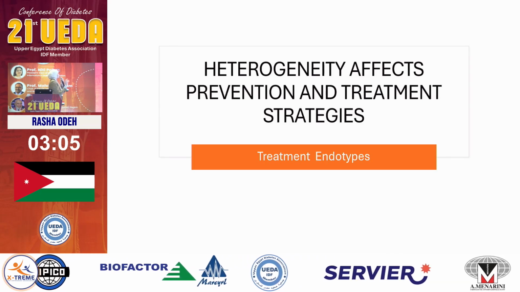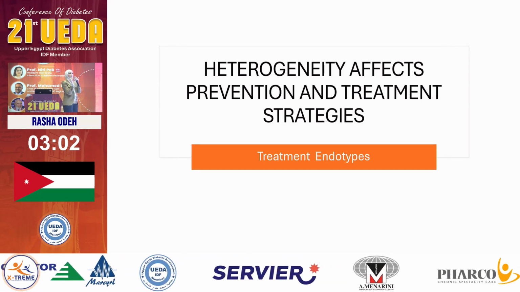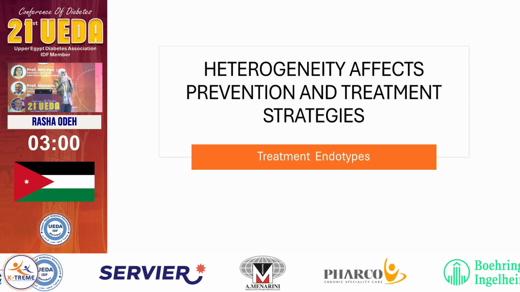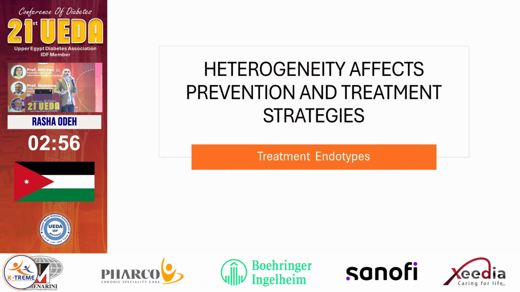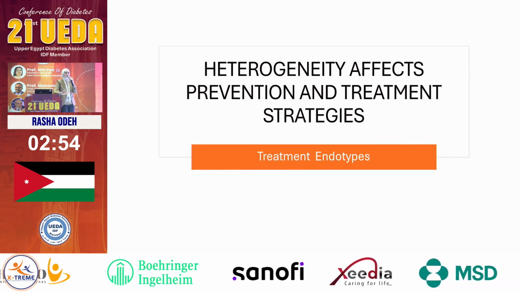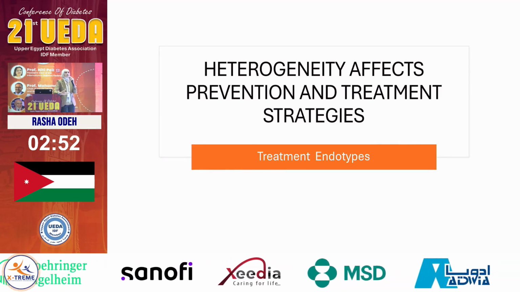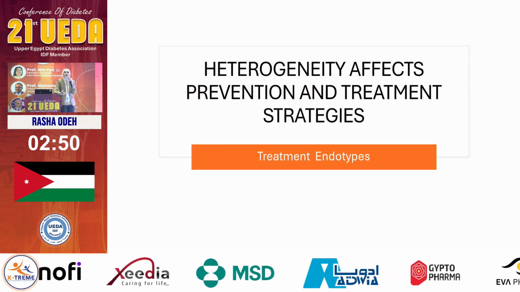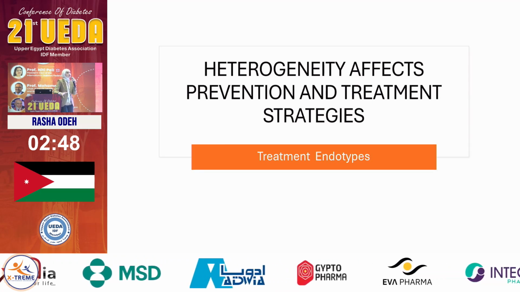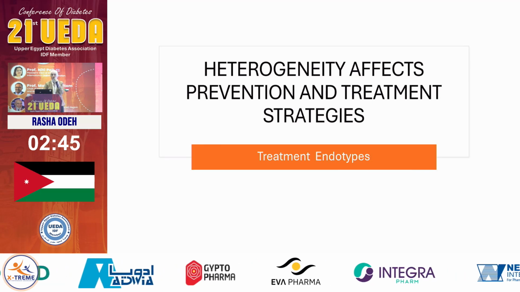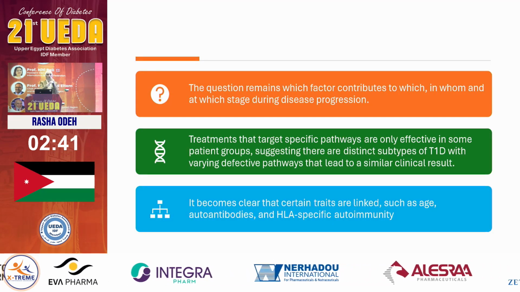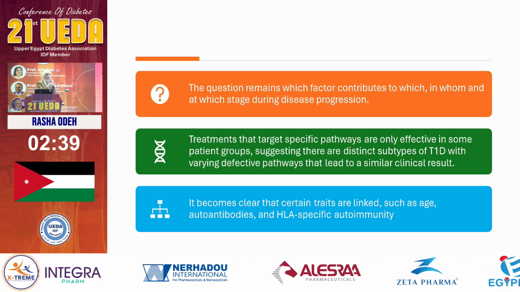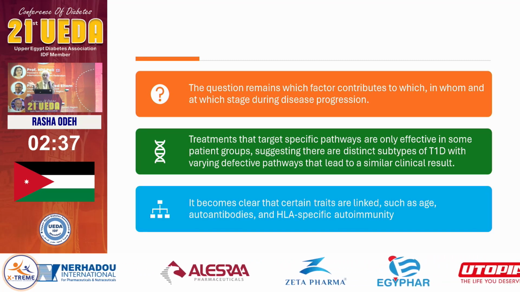Now, why is this important? Because this means that there are different mechanistic pathways causing different cells to be involved at different times, it means that I can interfere differently according to the patient. Okay, so treatment and prevention is different. But the question remains, which factor contributes to which, in whom, and at which stage?